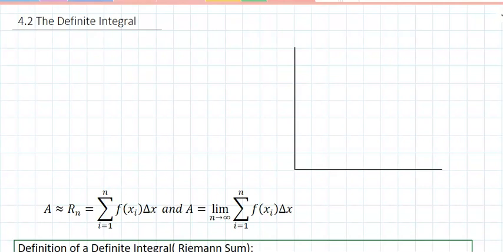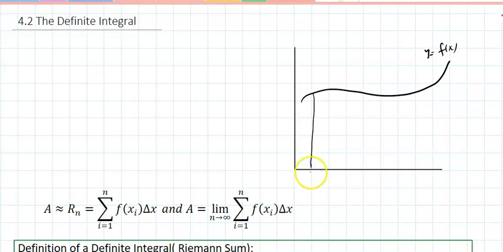Alright, 4.2 talks about the definite integral. Let's recap where we were. Looking at a function y equals f of x, if I would like to find the area between a and b, I will cut this into n subintervals.